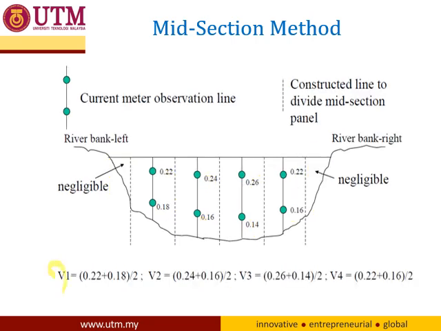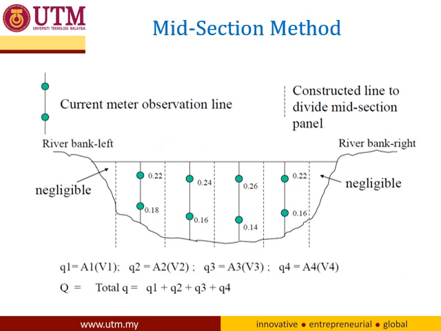Okay, so for each velocity, at one subsection we have 2 readings. So for this section we have 2 readings, so we just average the readings. For V2 you have 2 readings, just average them, and so on. So you know the area A1 and you know the V1.